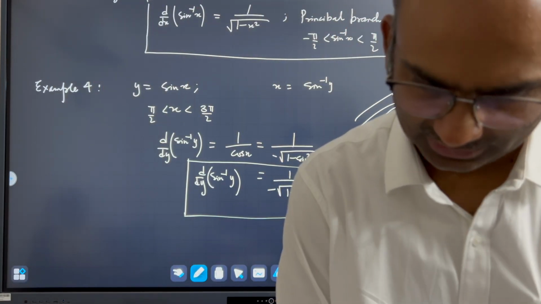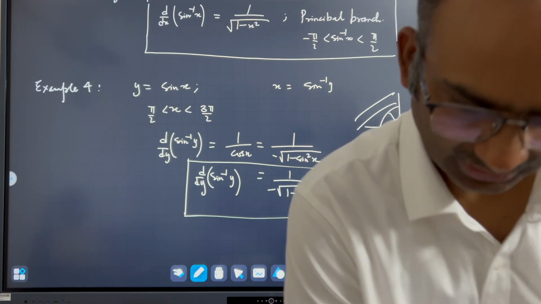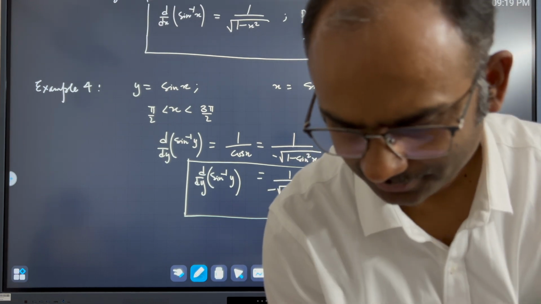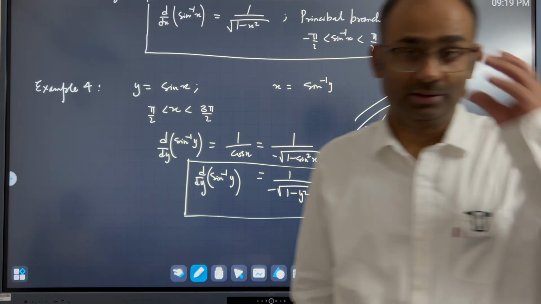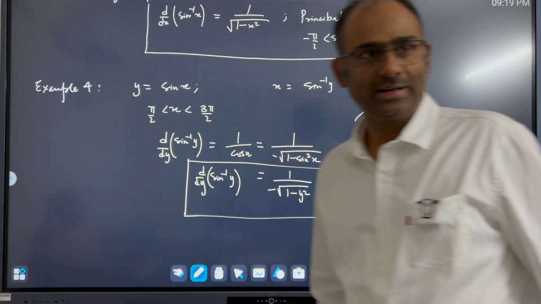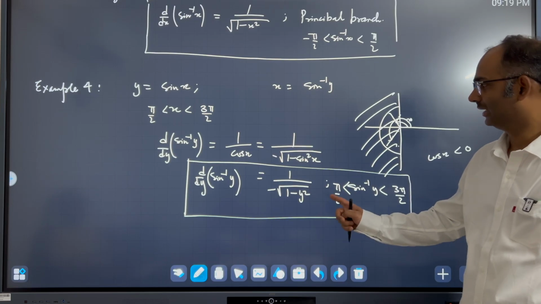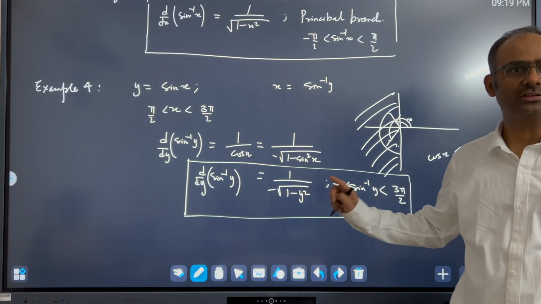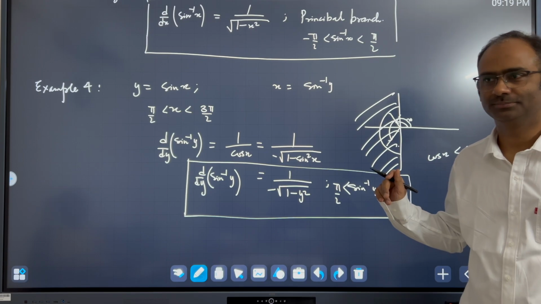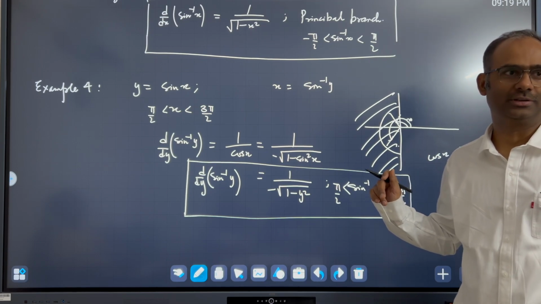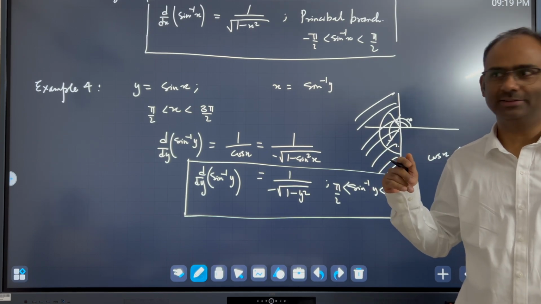Okay, final example for today and the easiest one, and then we will stop. Any questions? You should remember this. Contrast this with the derivative of cos inverse y. Do you know what the derivative of cos inverse y is? Okay, find out. Derive it. Now deriving should be easy.